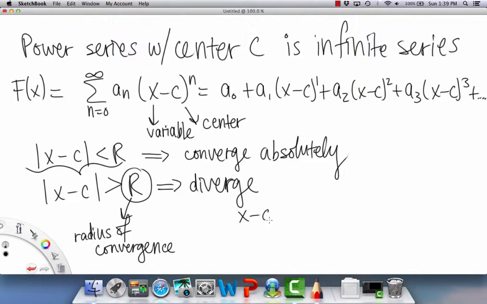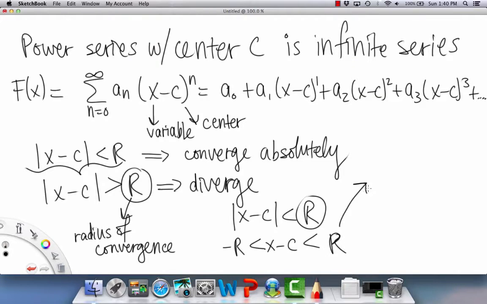So if we have the absolute value of x minus c less than r, what that means is, as I remember from Algebra 2 with inequalities, when you have a less than sign, my teacher would always say that it implies that this value is greater than the negative of the number on the other side, and less than the positive value. So this is basically what it's saying.